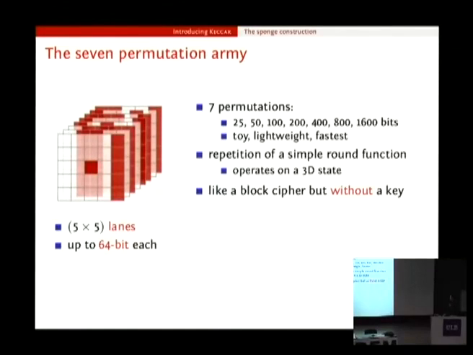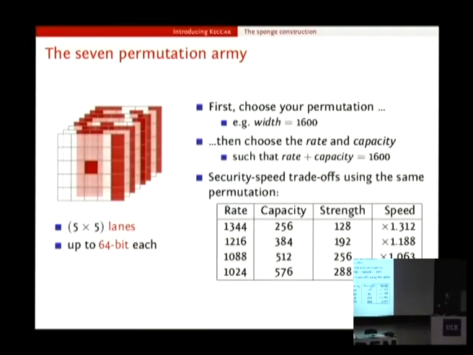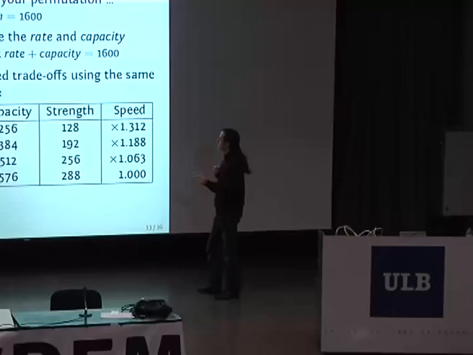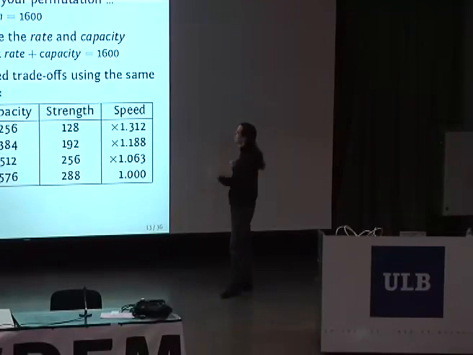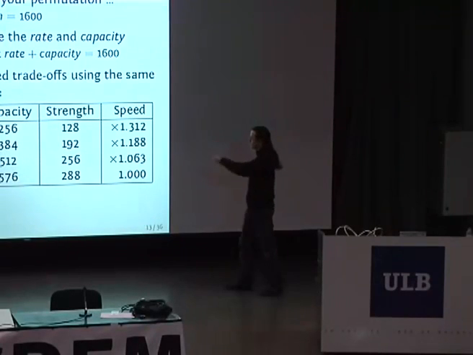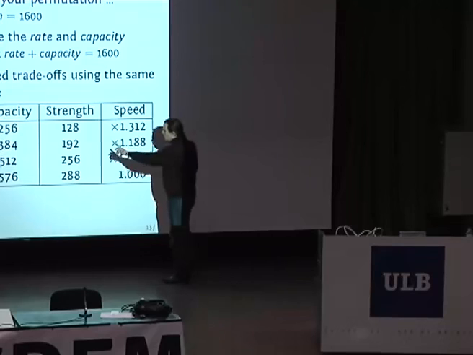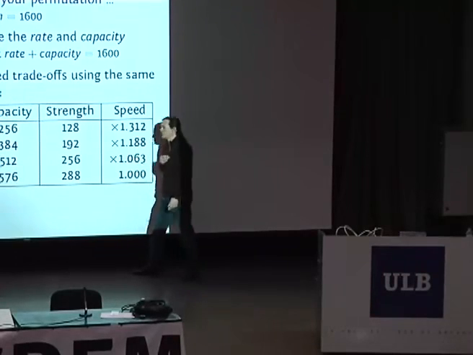And how do you use that? First, you have to choose one of the 7 permutations. For instance, you pick the biggest one, the 1,600, and then you have to choose the value of the rate and the capacity. Of course, the requirement is that the rate plus the capacity needs to be equal to 1,600, the width of the permutation. And depending on your choice, you see you have a different trade-off of speed and security.